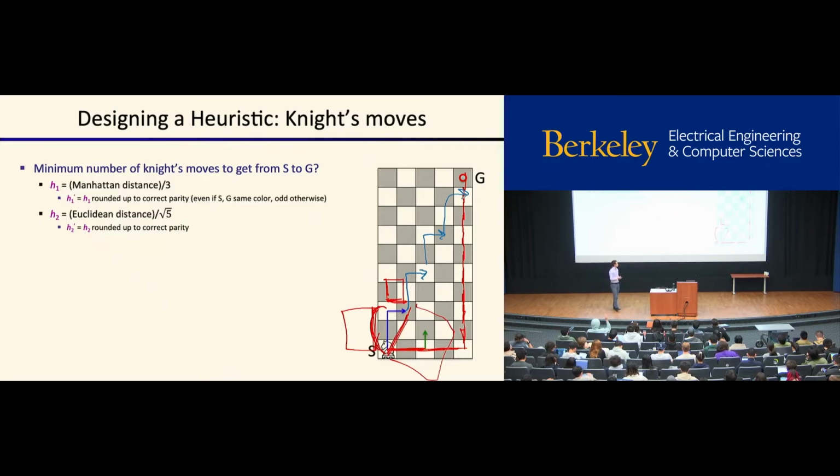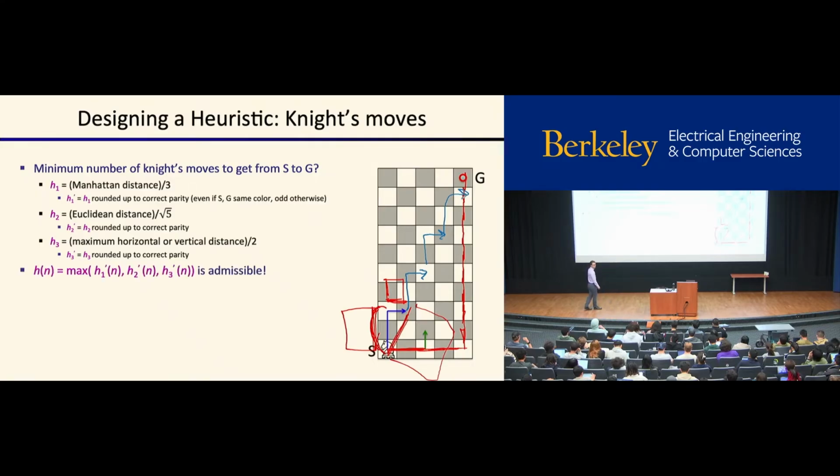Someone already mentioned it with the 2 heuristics from before. We have 2 heuristics. They're both admissible. What can we do with them to get another admissible heuristic? Yeah? Say again? Maximize. Yeah. So we could take the maximum of the 2. Okay, so the maximum horizontal distance or vertical distance divided by 2, we could maximize those 2 things together. And then we could also round that up for the correct parity. And then we could take all 3 of these heuristics, and then we could maximize the maximization, right? And so now we have all these heuristics.